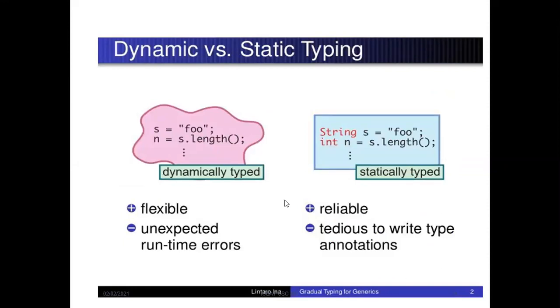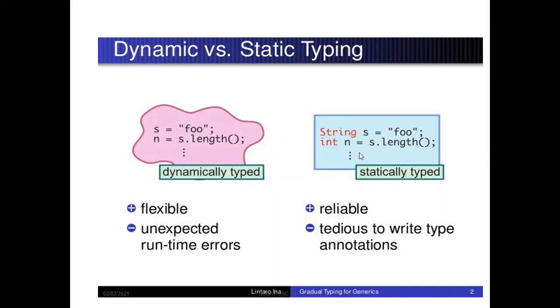So let me explain the division between these two. Look at this example, dynamically typed. What does dynamically typed mean? Whenever you write s equals "foo" as a variable and then n equals s dot length, dynamic typing means it will automatically understand that the variable you have assigned is a string, and then it will start working on that. But in a statically typed language, you have to specifically mention that the variable you're assigning is a string, and that the other one is an integer.